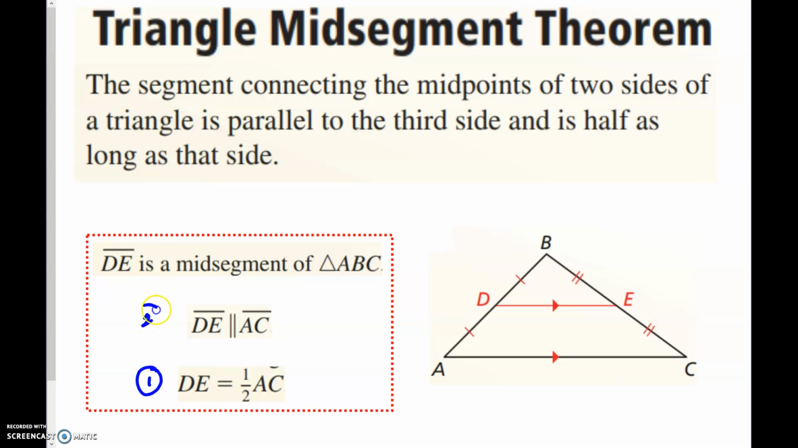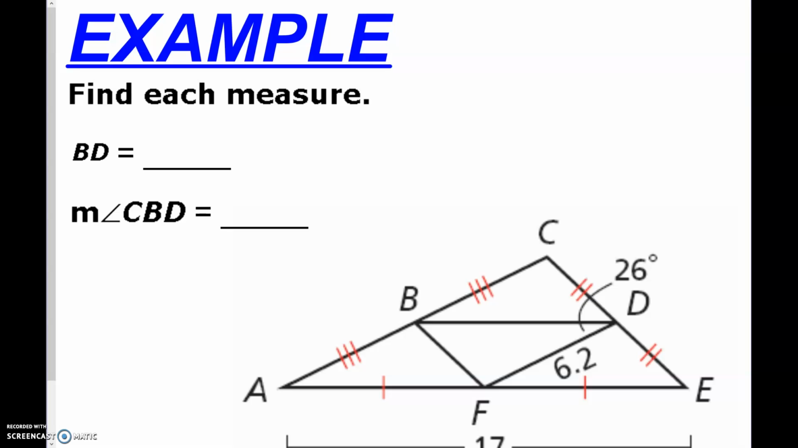And the second thing we get by the converse of alternate interior angles: when we made the whole midsegment in here and we measured this angle and this angle, by the converse of alternate interiors, that made DE parallel to AC. All right, now let's put that to use here and see what we can find out.